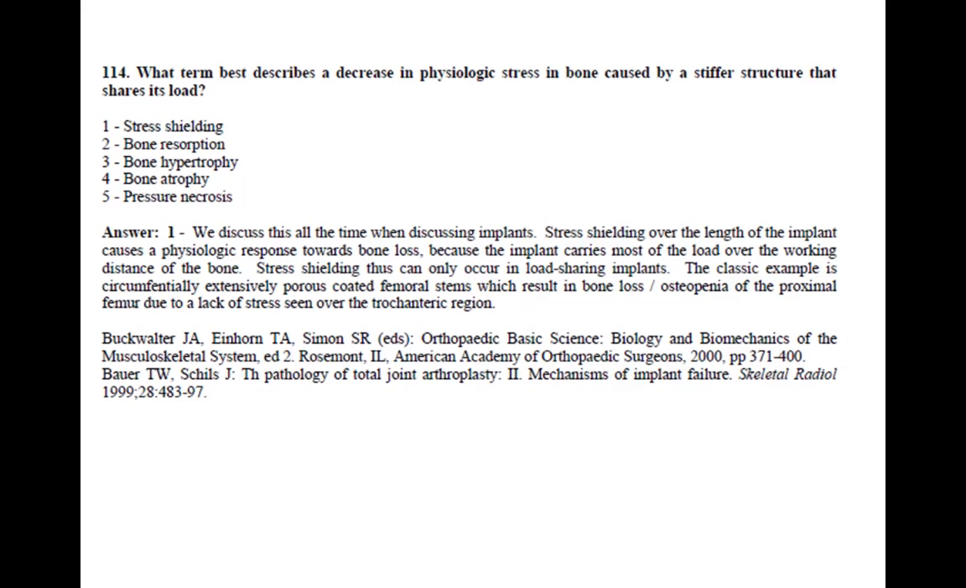What term best describes a decrease in physiologic stress in bone caused by a stiffer structure that shares its load? Stress shielding, bone resorption, bone hypertrophy, bone atrophy, pressure necrosis. Answer is stress shielding.